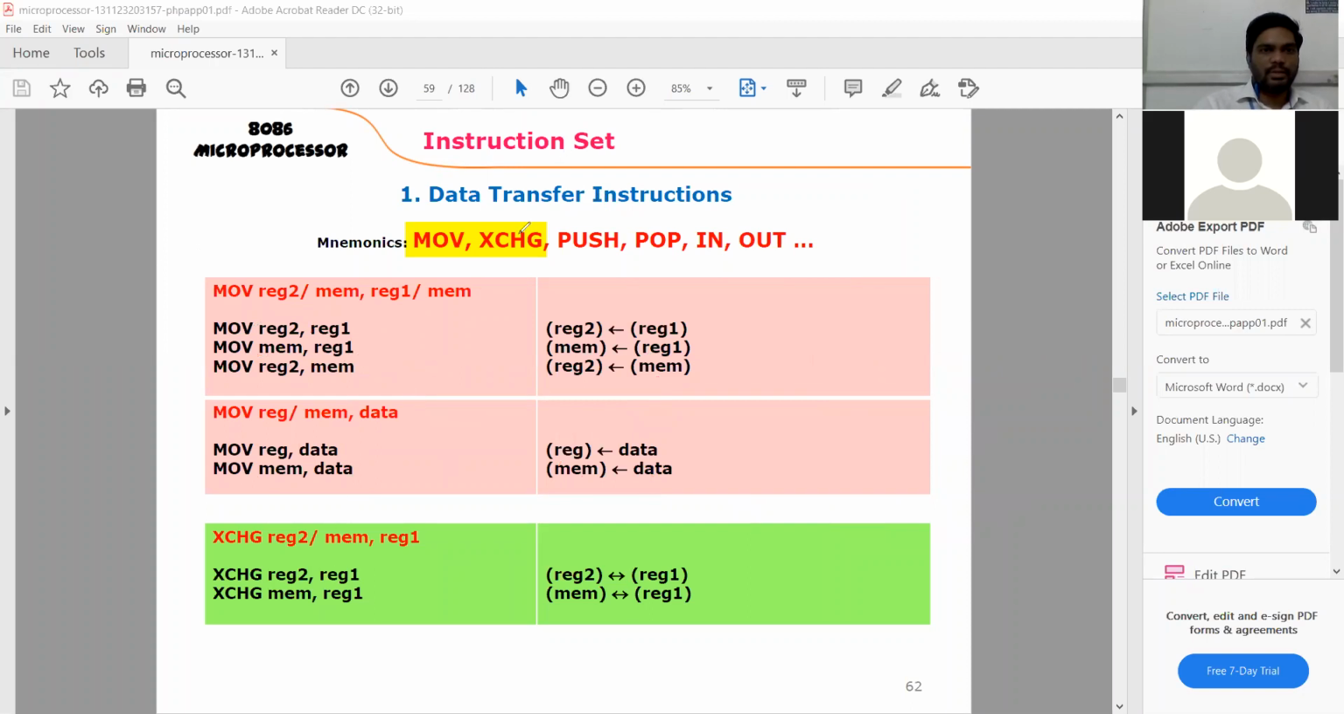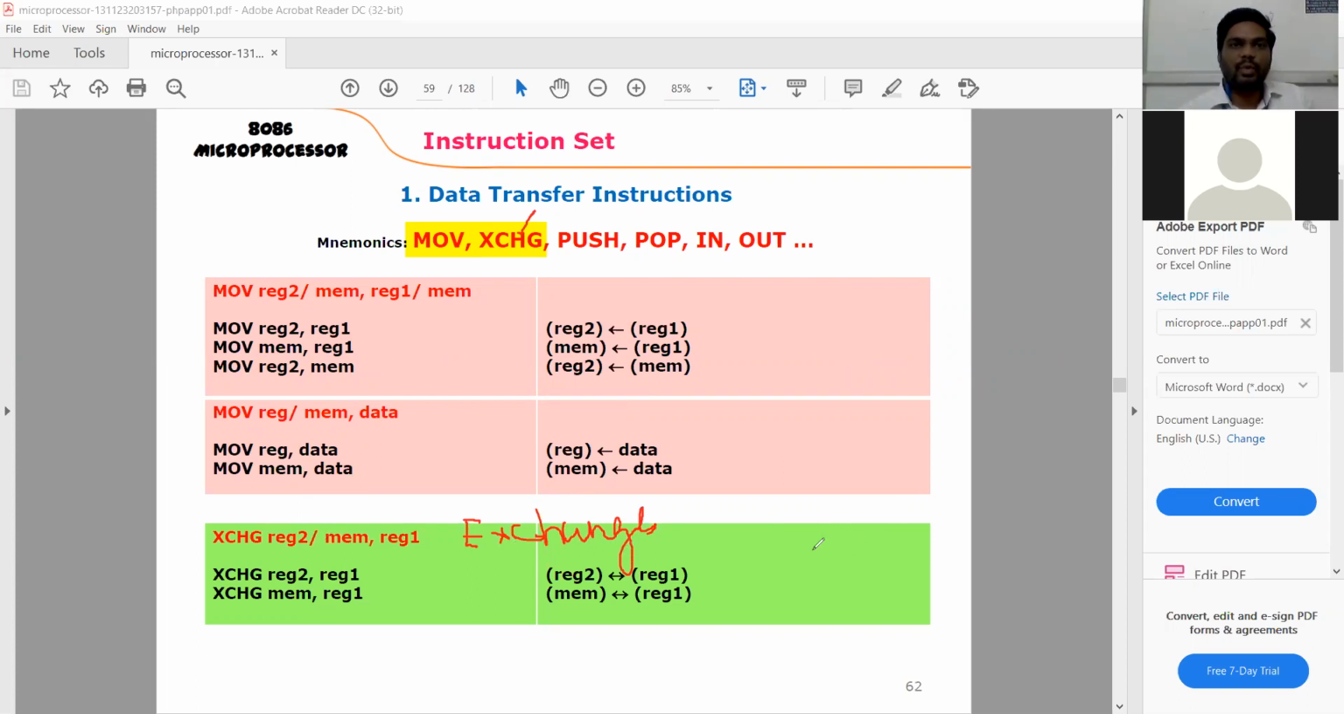The next instruction is exchange, that is XCHG. XCHG means exchange. What does this instruction do? It exchanges the data either between memory and register or between register and memory. This is the only possibility.